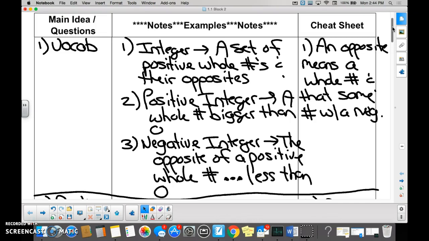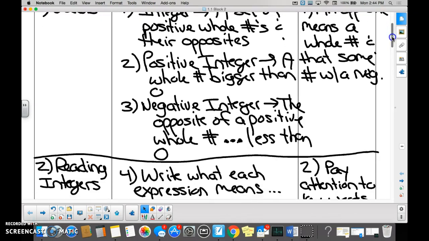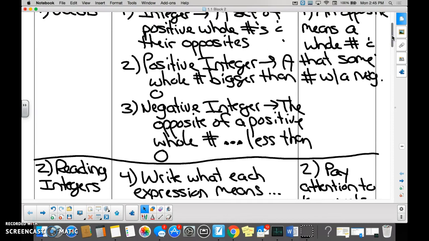Hannah, is 3 7/10 an integer? No, 3 7/10 is not an integer, everybody, because it's not a whole number. Okay, positive integers would be on the positive side of 0, and negative integers would be on the negative side. You guys are really good at this already.